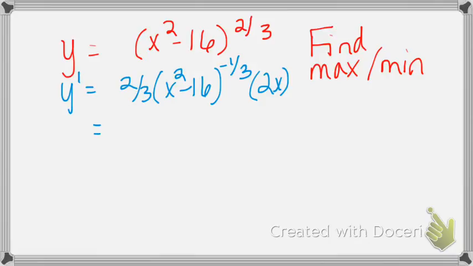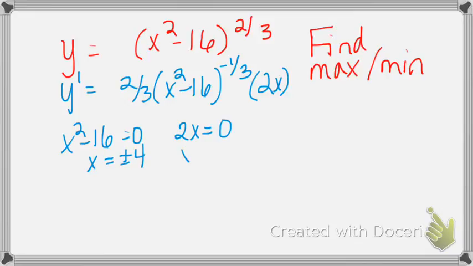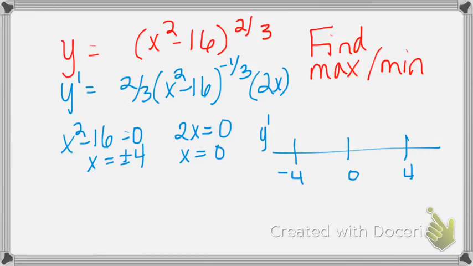We're going to set that equal to 0. And when we set that equal to 0, basically we're setting each part equal to 0. So if we solve that, we get plus or minus 4, and we get 0. So we're going to put all of that on a number line. We're dealing with the first derivative, so we're going to plug in numbers into the first derivative to see if you get positive or negative.